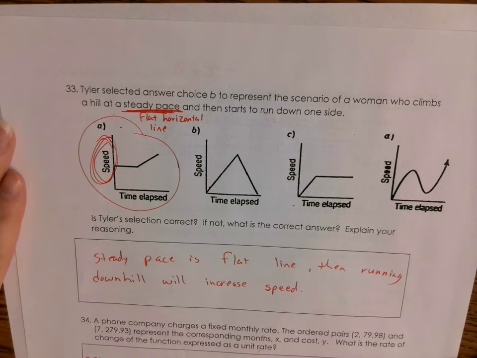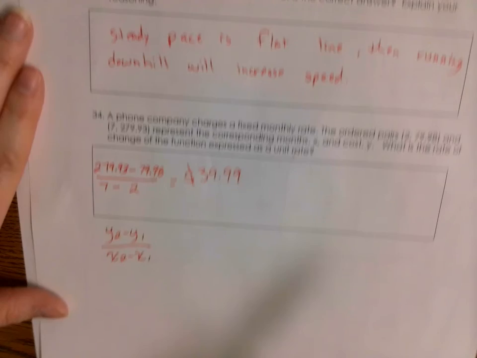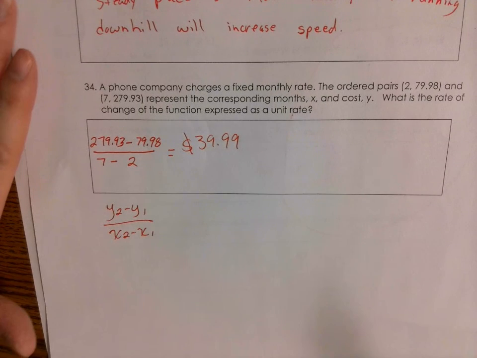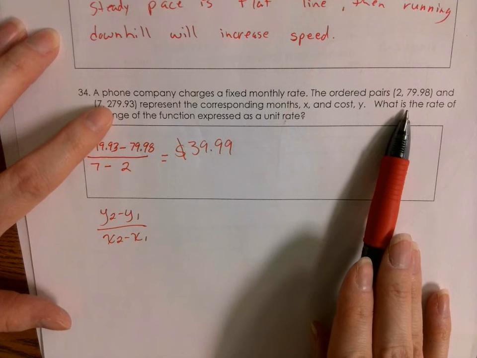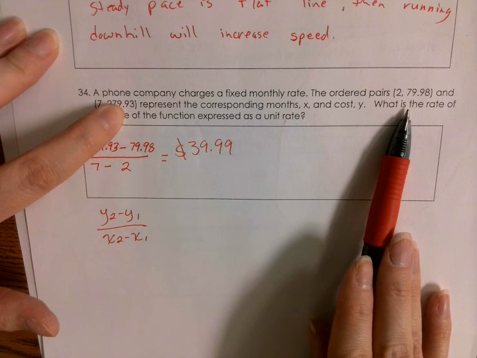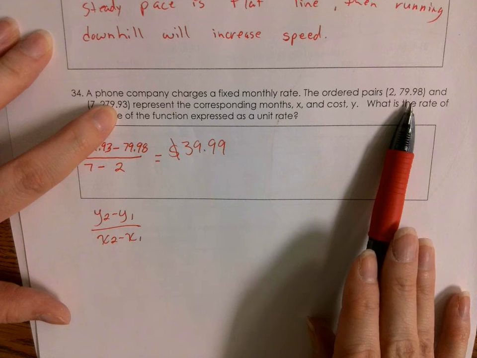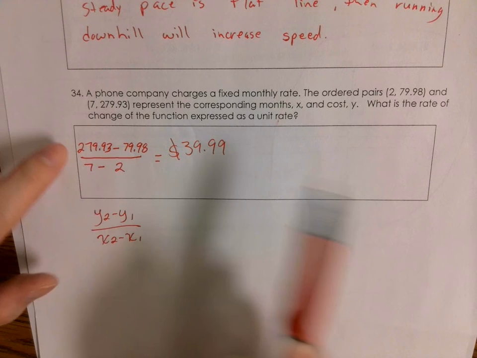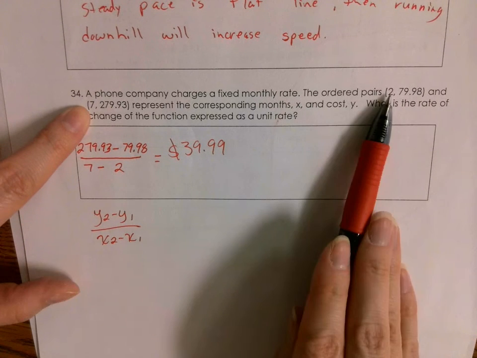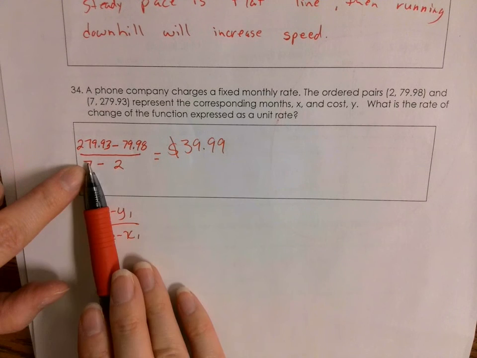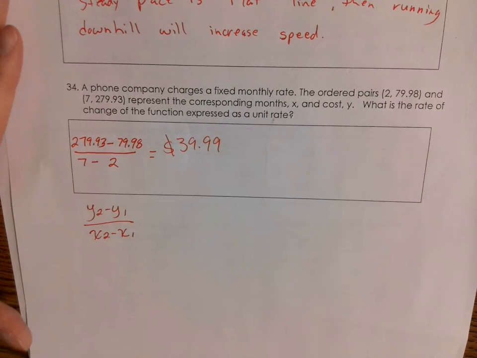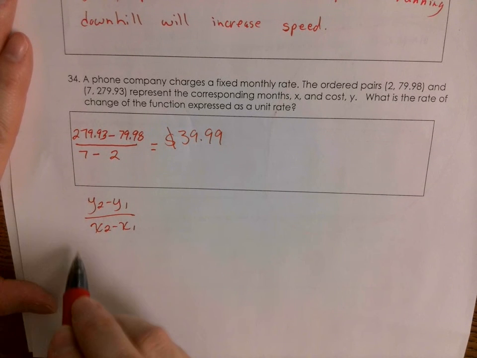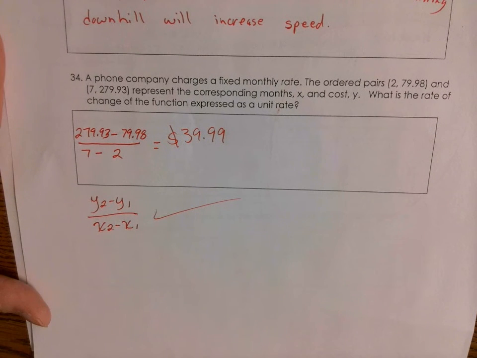For number 34, this is just the slope formula. So y2, which is 279.93, minus y1, which is 79.98, right here, over x2 minus x1. On the bottom, x2 minus x1, so 7 minus 2. When you simplify, it comes out to 39.99. So you're just using that formula right here: y2 minus y1 over x2 minus x1.